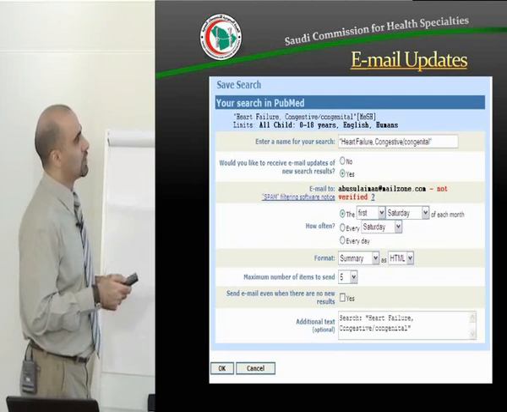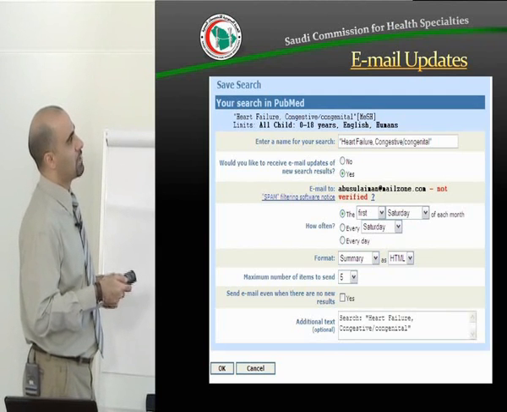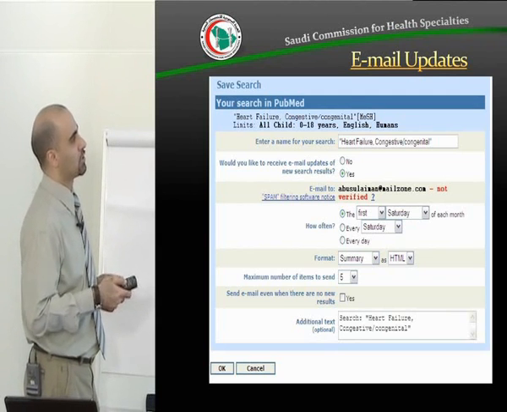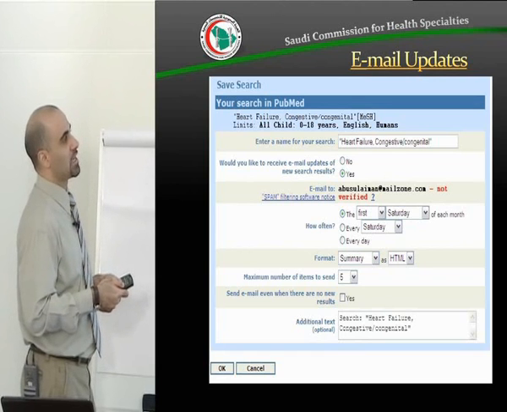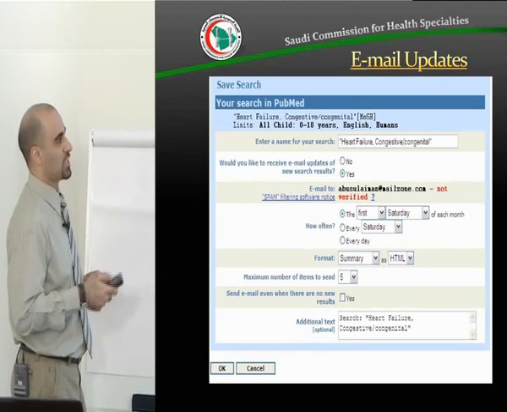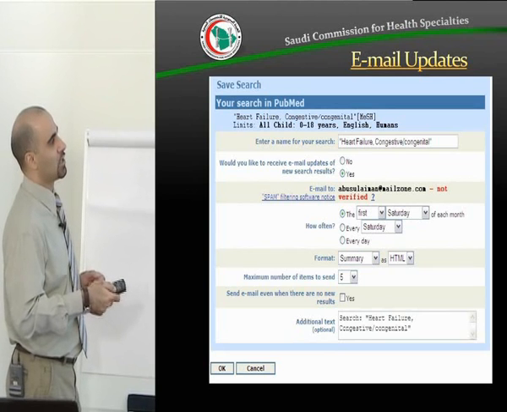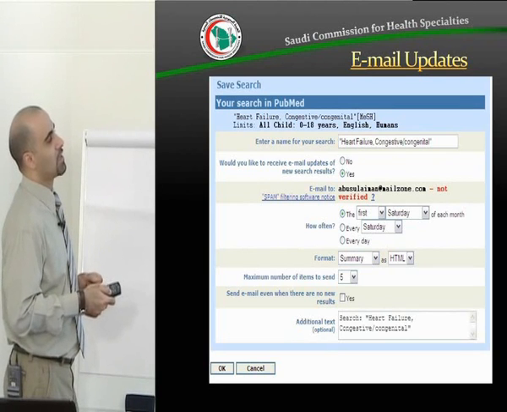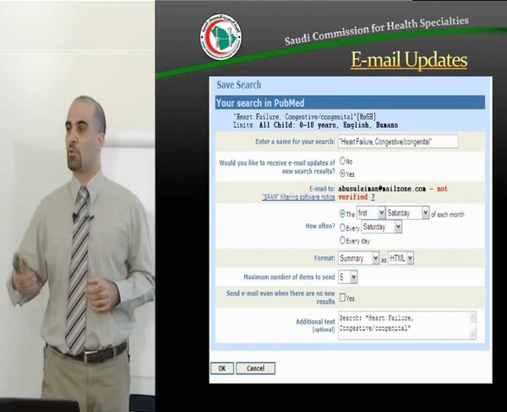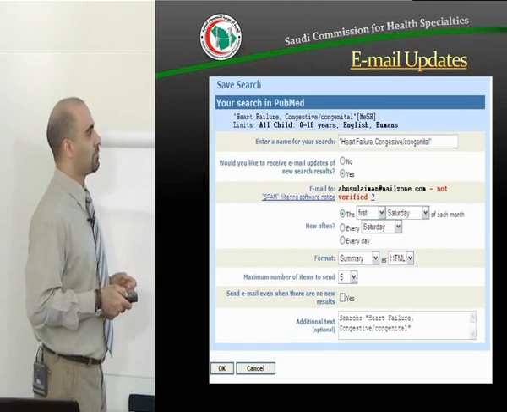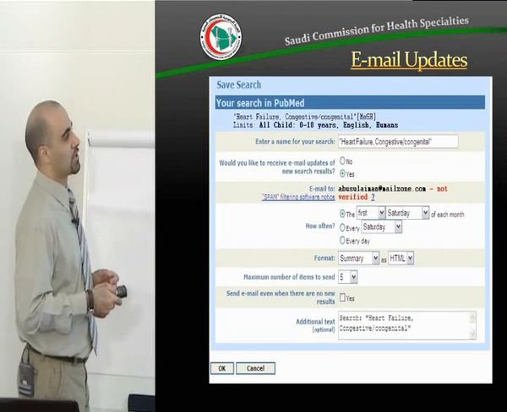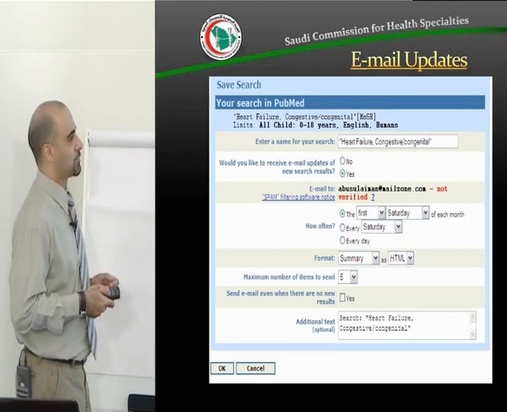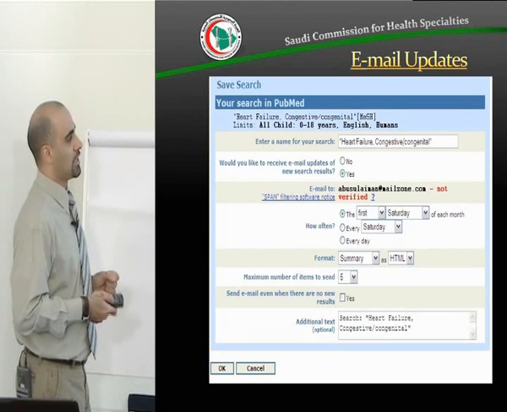So here is where you specify your name, the name of the search that you are doing. Would you like to receive email updates of new research results? You say yes. Email to whoever the person is. And you can specify how frequently you want the emails to be sent to you on an updated search. Maximum number of items to be sent, it's specified as 5, and so on and so forth.